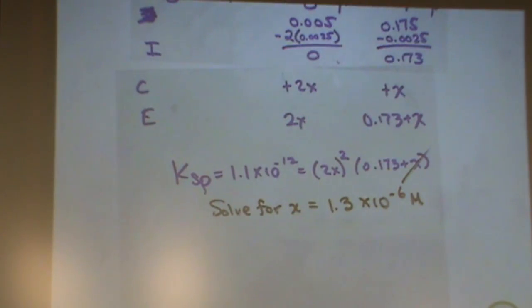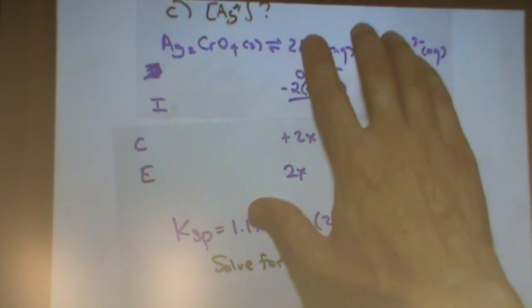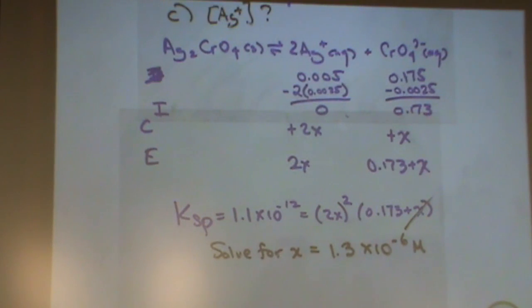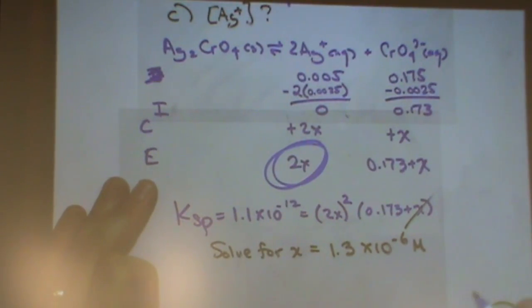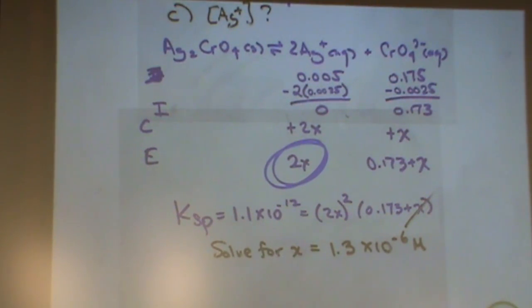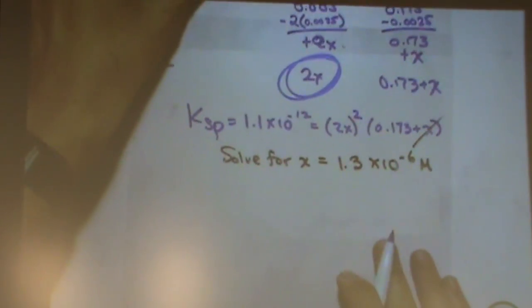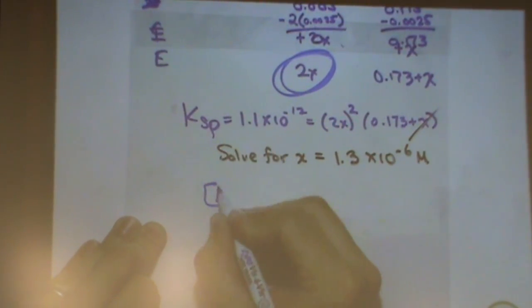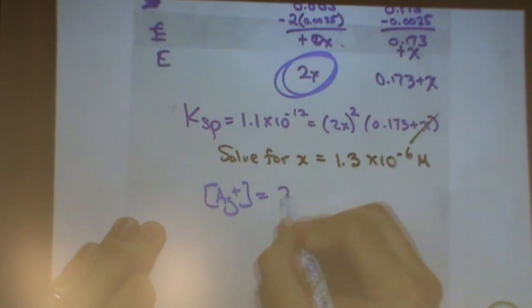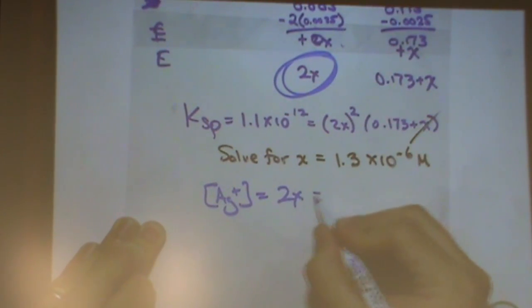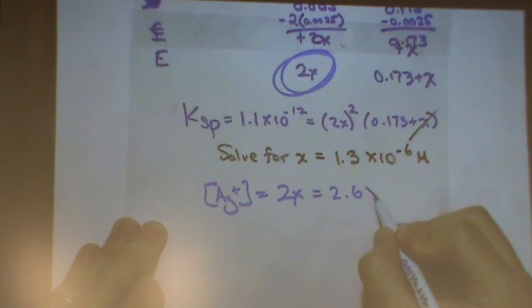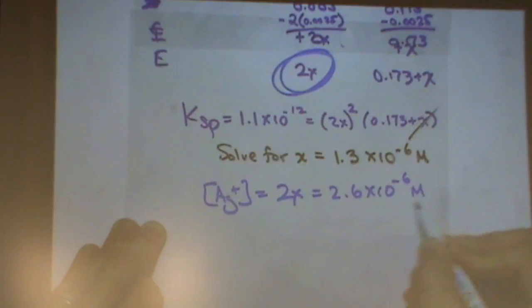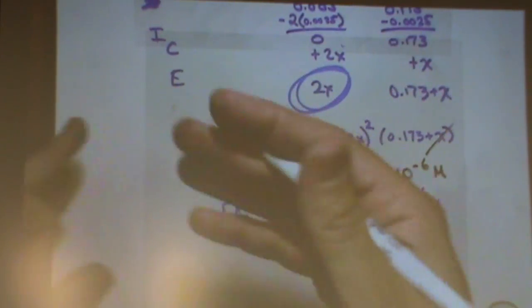All right. Is that the copper concentration that I was looking for? No, what is the concentration I was looking for? Yeah, you just look at the E line of the ice table. It's 2x. It's the free silver concentration. So the concentration of silver is equal to 2x. I get that from the E line. And that's equal to just 2 times this, 2.6 times 10 to the minus 6 molar. There's the answer to that part, which I'm calling part C.